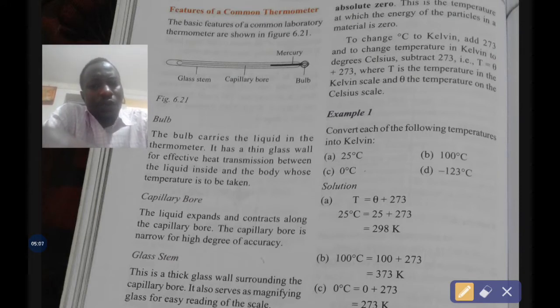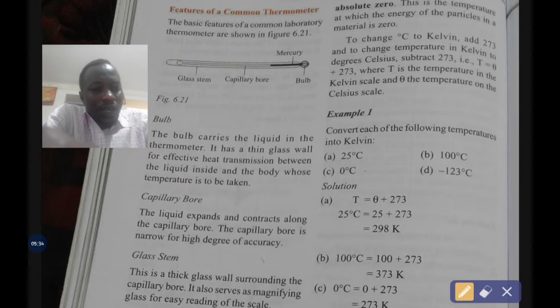Number 2, we have the capillary bore. A capillary bore is a hollow part where the liquid inside expands or contracts when the heat changes are detected. So this capillary bore is narrow. The reason why it is narrow is for high degree of accuracy.